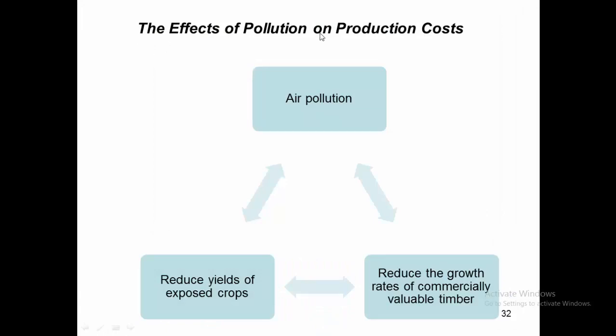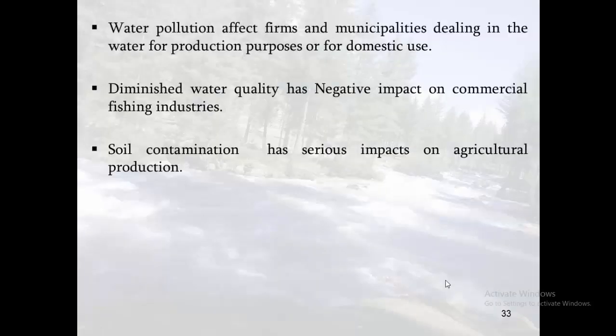Similarly, the effects of pollution on production costs. This is another thing we can measure directly. We know that air pollution reduces yields of the crops which are exposed to it. Similarly, air pollution reduces the growth rates of commercially valuable timber. Similarly, water pollution affects firms and municipalities dealing in water for production purposes or domestic use.